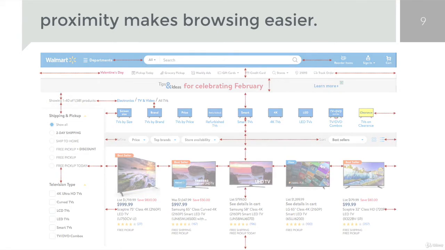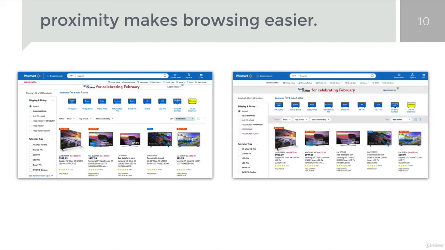The differences in proximity between all these things make a monstrous difference in how we perceive them as being related or unrelated. Everything here, all the changes we made, serve a very important purpose. They separate groups of related elements. So here's what we had, and here's what we've got.